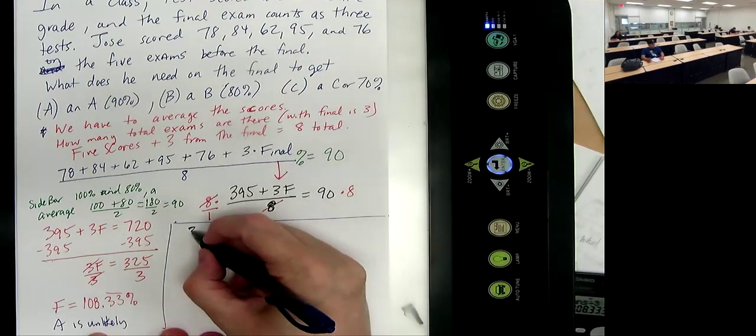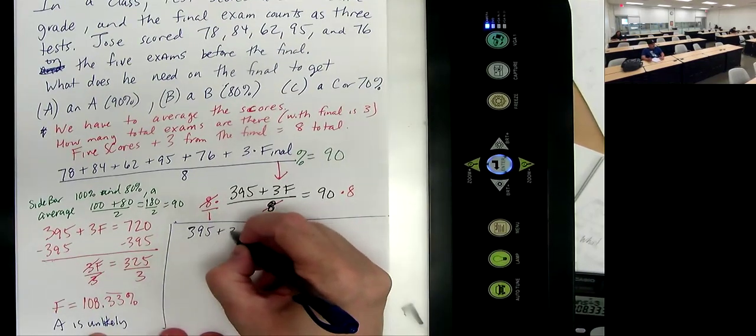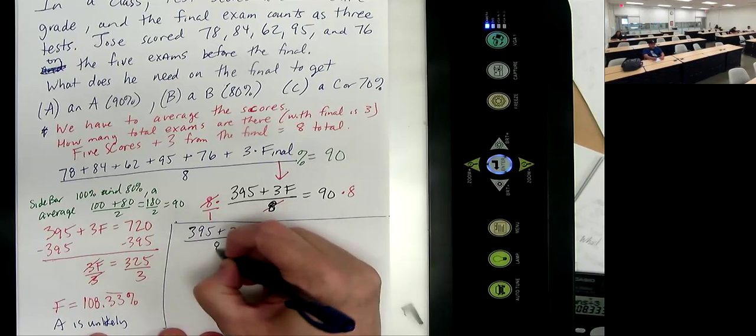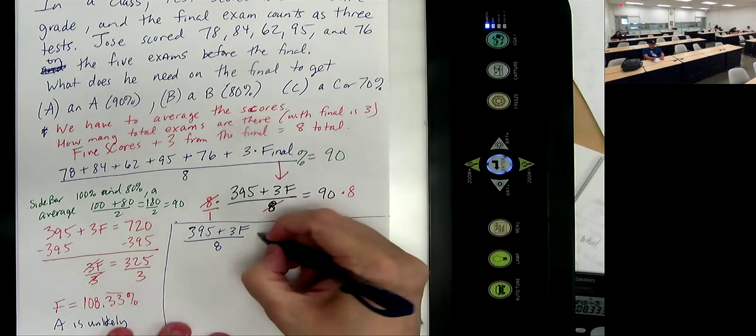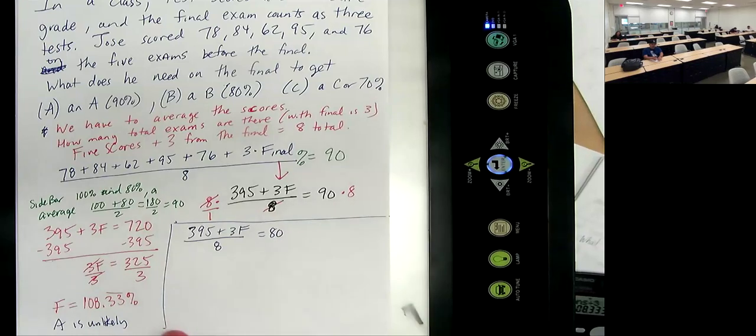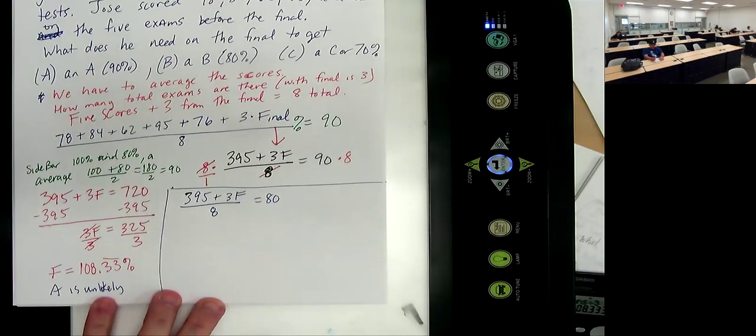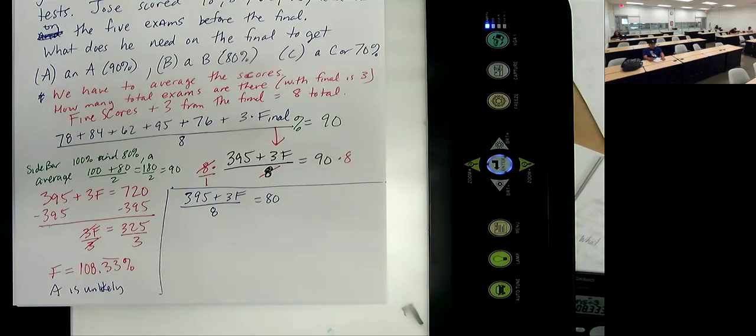We have the same setup, nothing on the left has changed. The right side though is our target percentage. We need at least an 80%, so we'll put an 80 over there. Why don't you guys try working through that, see what you get for F before I do it? Because we're going to do this on the 70, this will give you guys some practice doing a little bit of algebra.